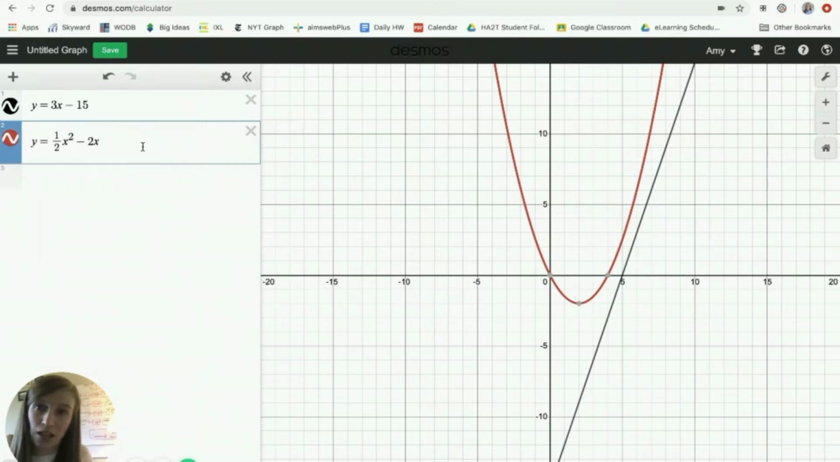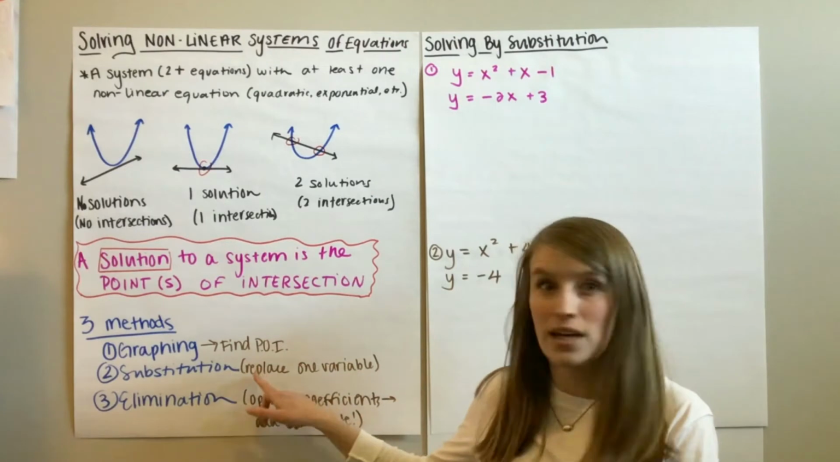Those do not intersect, so you would just say no solutions. This is how we solve by graphing. Now that you've done graphing, we're going to go on to substitution.